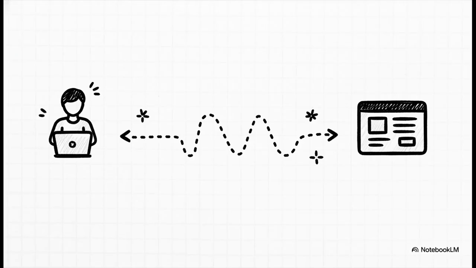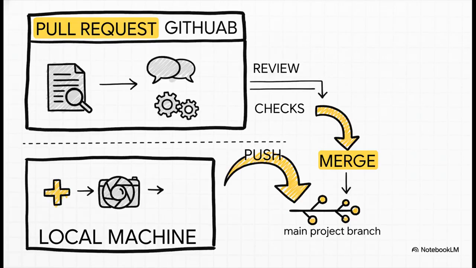Okay, we have covered a ton of ground, from your local computer all the way to the cloud and back. So now let's put it all together and trace the complete journey of a single change from start to finish. All right, here's the whole shebang. It starts locally, with you. You work on your files, you add them to your staging area, and you commit them to your history. Then you push your work up to GitHub.